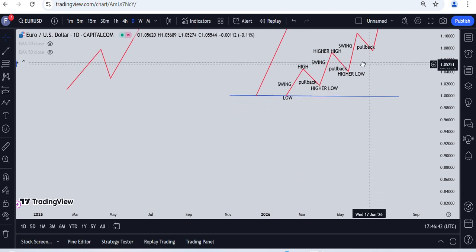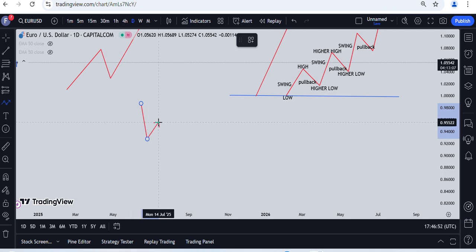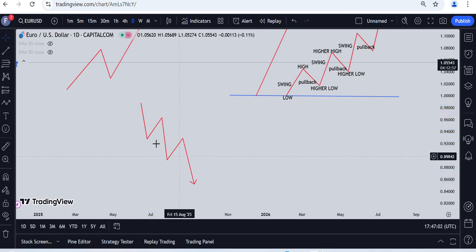While in a downtrend, the reverse is the case. Let me give you an example for a downtrend. Price comes down like this. It pulls back, comes down again, pulls back, comes down. Now looking at this, the reverse is the case.